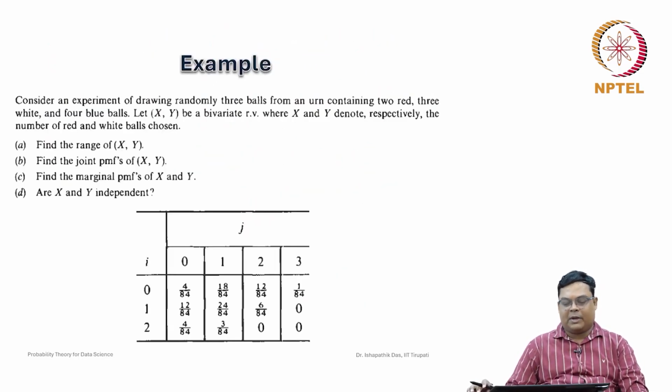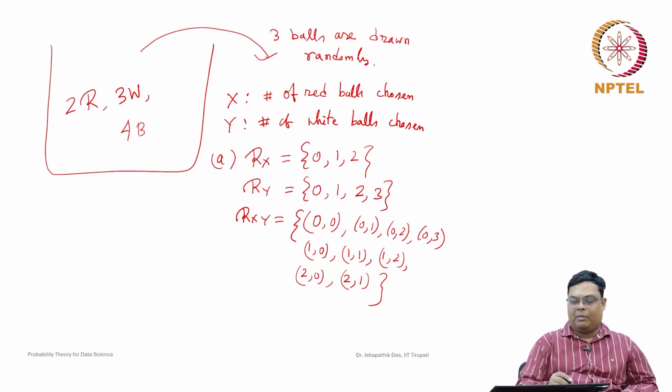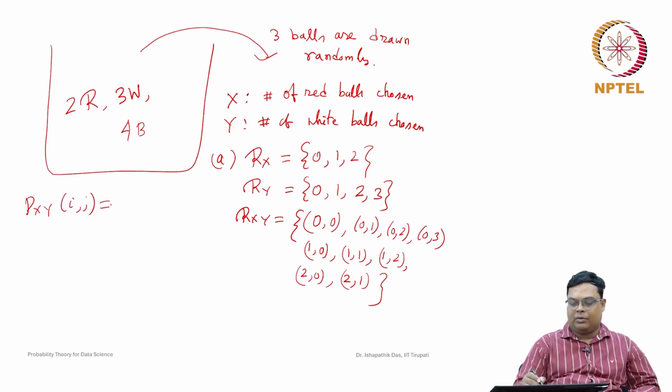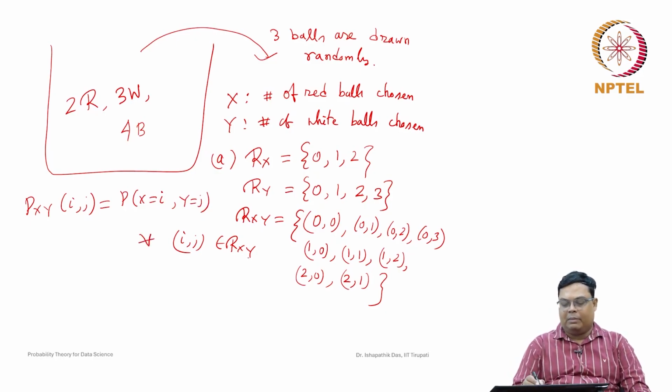Find the joint probability mass function of x and y. If you want to find the joint probability mass function, you have to find p_XY(i, j) where (i, j) belongs to R_XY, because these are the only possibilities you have to check. This is nothing but the probability of X equal to i, Y equal to j. We have to find this for all (i, j) belonging to R_XY.